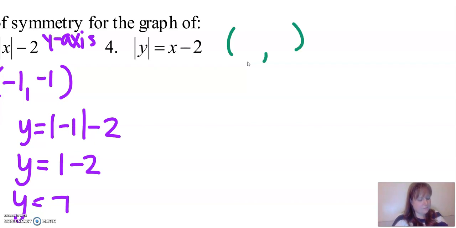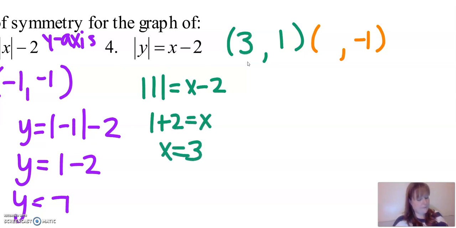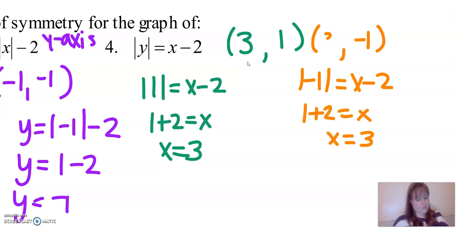If I have 1 and -1 as my y values, what do I get out for x? So that would be absolute value of 1 equals x minus 2. So this is 1 plus 2, so x equals 3. And then if I do this, absolute value of -1 equals x minus 2. So that's 1 plus 2. So x equals 3. Okay, so I put in 1 and -1 for y. I get out the same value. So this one has x-axis symmetry.